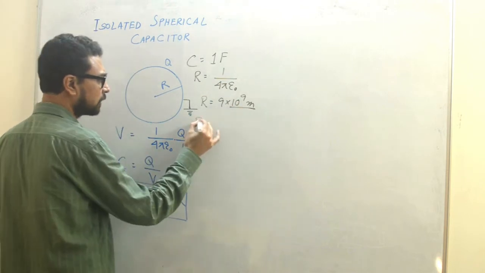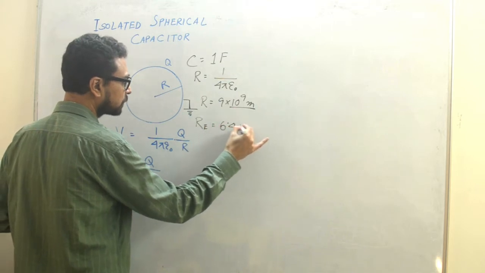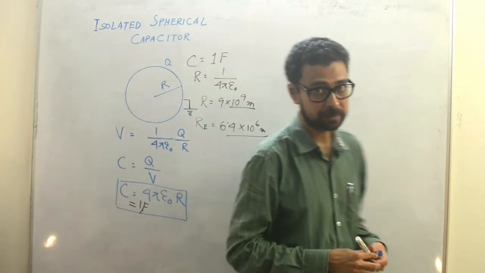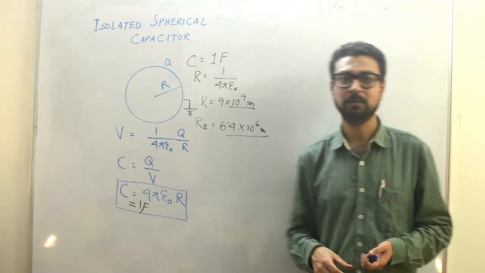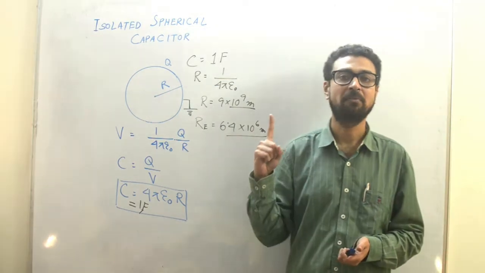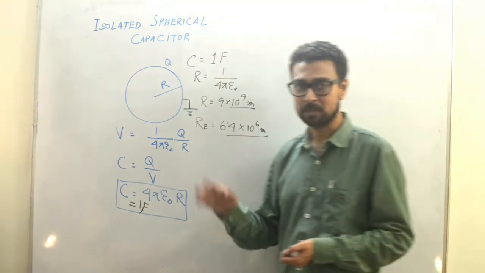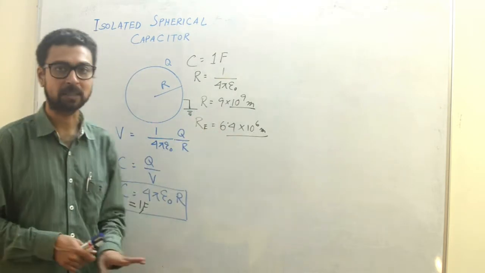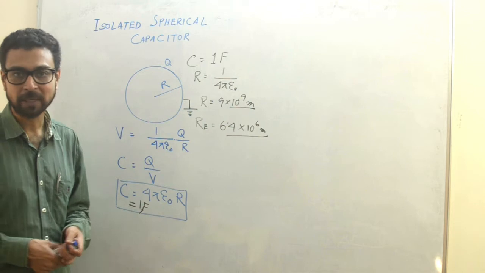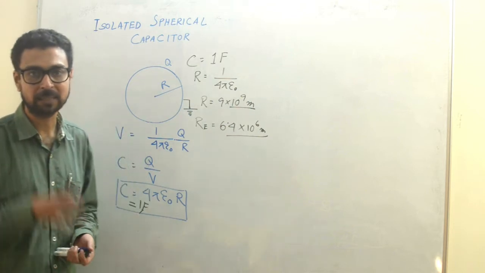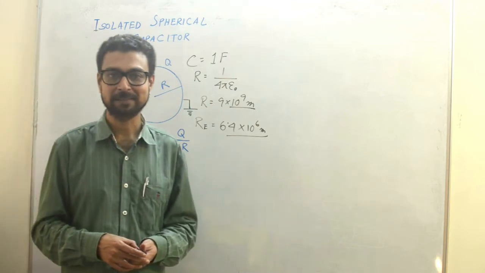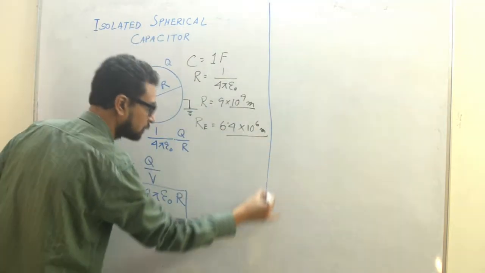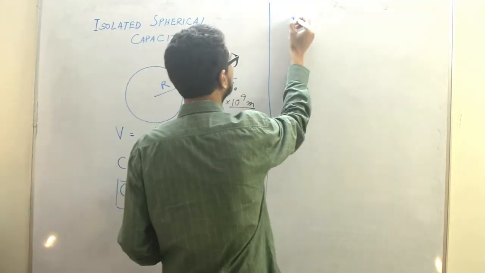Do you remember the radius of the earth? It was 6.4 into 10 to the power 6 meters. Do you understand? We need a sphere with a radius more than that of the earth in order to have a capacitance of 1 farad. That's why I was telling you it is impossible to have a capacitance of 1 farad on the earth. So we use micro, pico and all these lower units so that we can actually visualize such capacitance in practice.